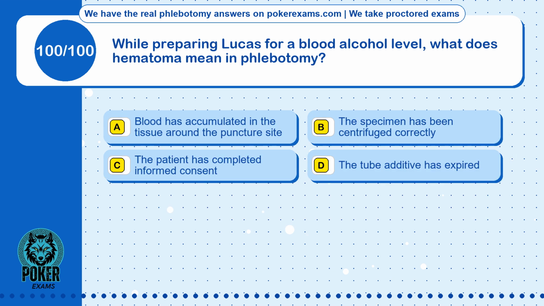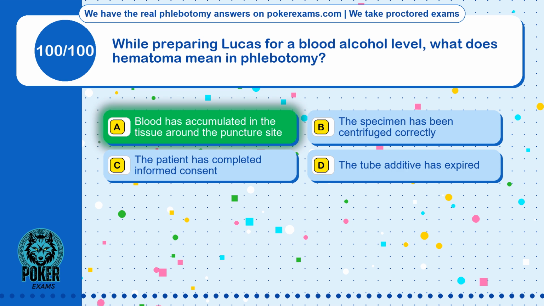Question 100. While preparing Lucas for a blood alcohol level, what does hematoma mean in phlebotomy? Option A. Blood has accumulated in the tissue around the puncture site. Option B. The specimen has been centrifuged correctly. Option C. The patient has completed informed consent. Option D. The tube additive has expired. The correct answer is option A.